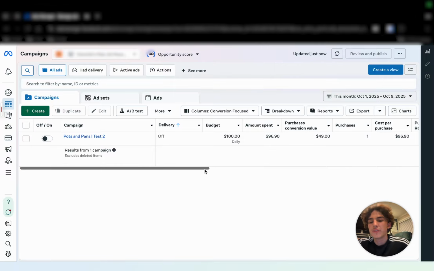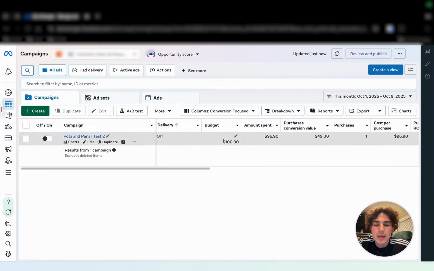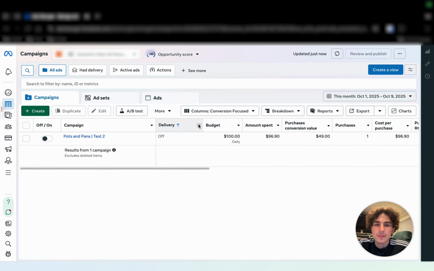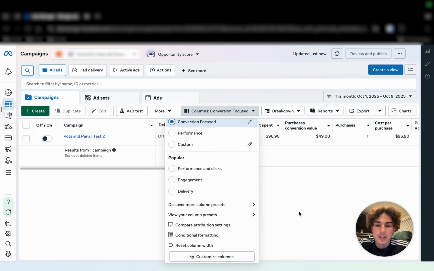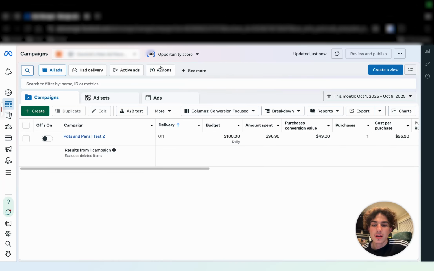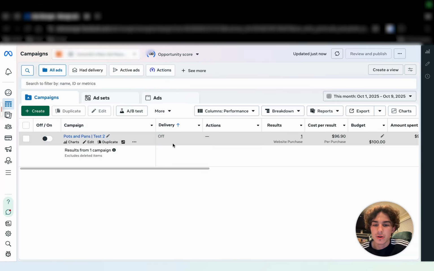So the first thing, obviously, you're gonna have campaign, ad level. We don't have to do that right now. So what we have is the delivery. Of course, you want to have delivery on because you want to see if your ads are active, if they're inactive, if there's a problem. When you custom create your columns, there's also a section where you can add actions. I'll show that later. Don't add that, because you can just click up here and it'll show all that.